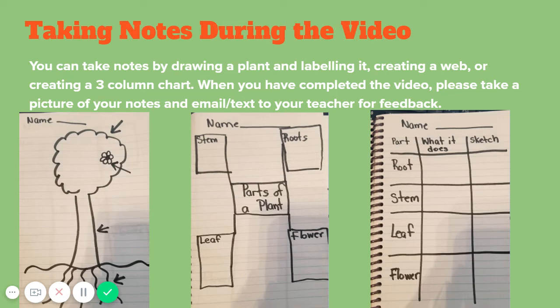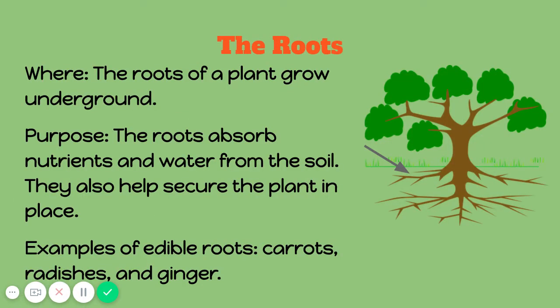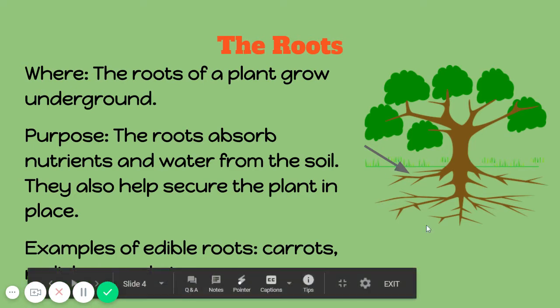Welcome back. I missed you so much. All right, here we go. The first part of the plant is the roots. I'm going to talk in my regular voice now. The roots of a plant grow underground. So if this is where the grass is in the soil, the roots are way down below.